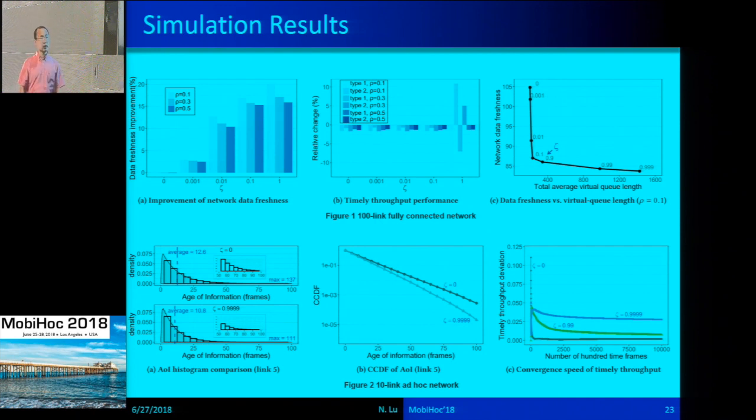And we also did a simulation in a 10-link ad-hoc network to investigate the per-link AOI performance. This is a histogram of the per-link AOI. With zeta taking 0 and a value close to 1, as you can see, the occurrence of large AOI becomes less frequent with zeta close to 1. That means the per-link AOI performance is improved, and this can also be demonstrated by the CCDF of the per-link AOI. The last one shows the convergence of the timely throughput deviation with respect to different values of zeta. As you can see, if zeta goes large, it slows down the convergence.